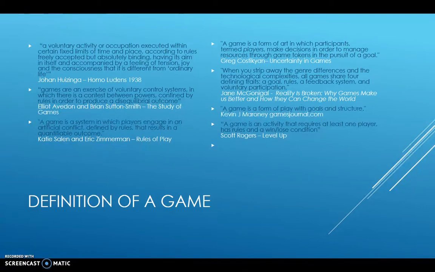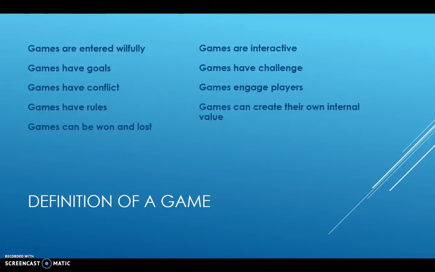Simplified further: when you strip away the genre differences and the technological complexities, all games share four defining traits: goals, rules, a feedback system, and voluntary participation. And then Kevin J. Maroney simplifies it even further. A game is a form of play with goals and structure. And Scott Rogers in the book Level Up defines it as: a game is an activity that requires at least one player, has rules, and a win-loss condition. So, taking something out of each one of those and simplifying it down to a few basic definitions.